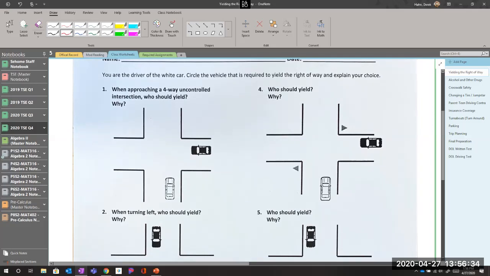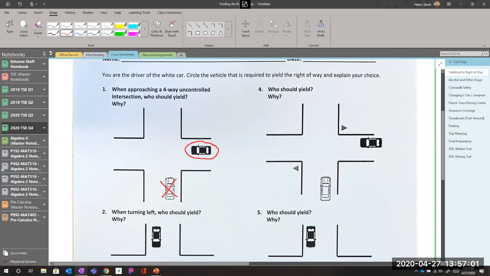So number one is an interesting intersection because nobody has a stop sign. And so if we are white car, I'm going to put an X over us because we are the ones that need to wait. It's called right of way because the person to your right is getting to go first. When there's no stop signs, no yield signs, there's nothing, the car to your right gets to go first. Okay, which is different than in number 4.